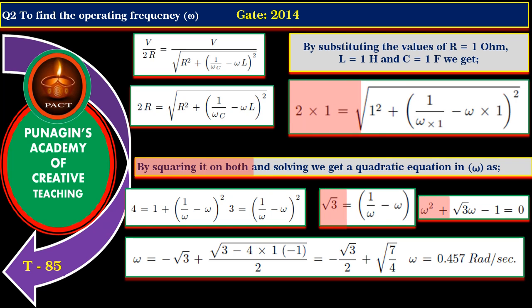By squaring it on both sides and solving, we get a quadratic equation in omega as omega square plus root 3 omega minus 1 is equal to 0. By solving for omega, we get omega is equal to 0.457 radians per second. Is it not interesting, friends?